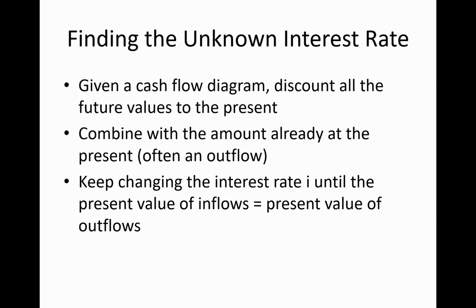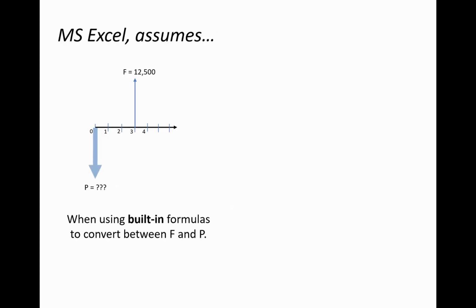So the amount that we take to the present, whatever that was in the future, we'll combine with the amounts that are already at the present. And then we're going to keep changing our guess value of the interest rate until the inflows and the outflows are equivalent so that they're equal. And then that will tell us that we have the equilibrium that we're looking for and we've solved for the unknown interest rate. So that's the numerical technique: it's an iterative process.